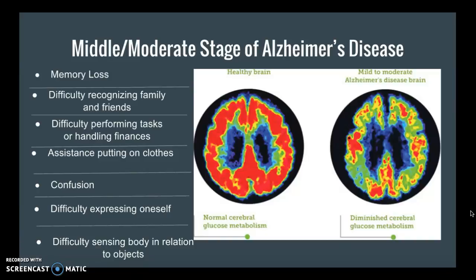As you can see from the picture on the right, we have a healthy brain compared side by side to a mild to moderate Alzheimer's disease brain. In the healthy brain, there is normal cerebral glucose metabolism. However, in the mild to moderate Alzheimer's disease affected brain, there is diminished cerebral glucose metabolism, as displayed by the dramatic color differences between the two brains.